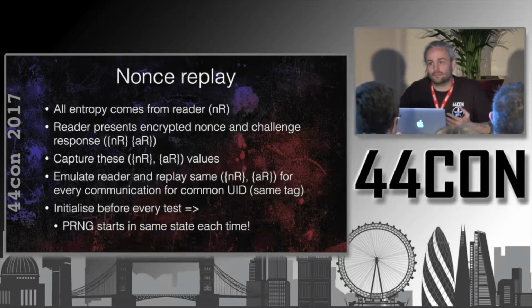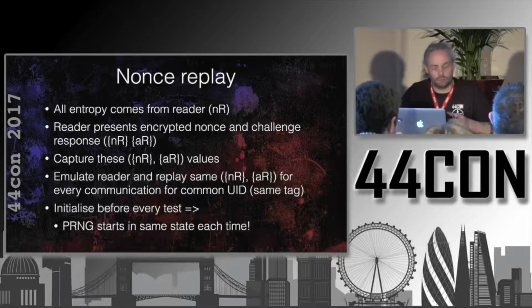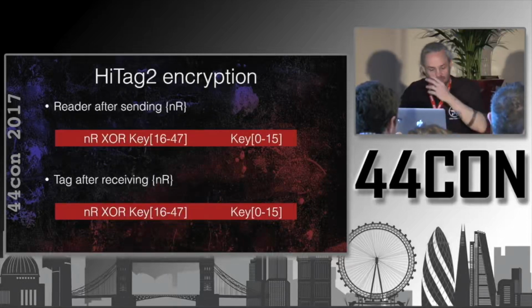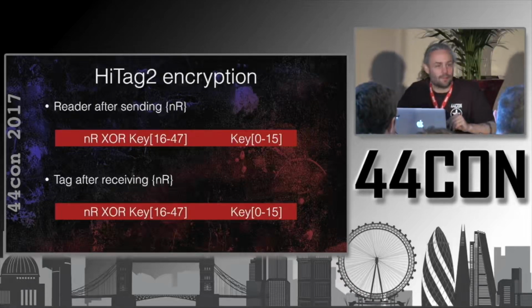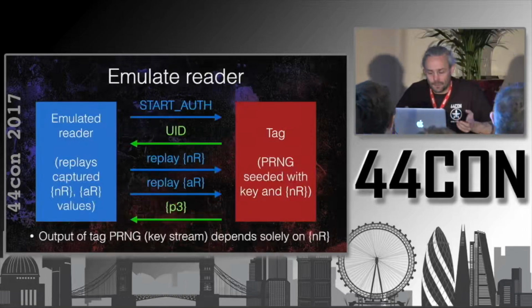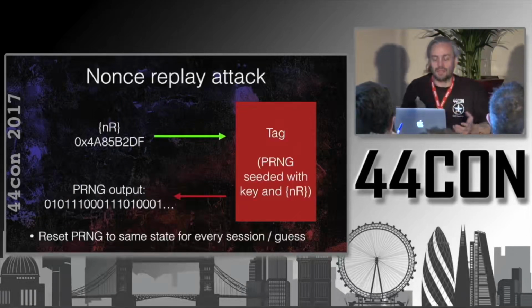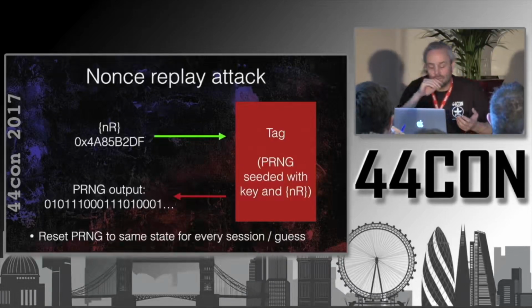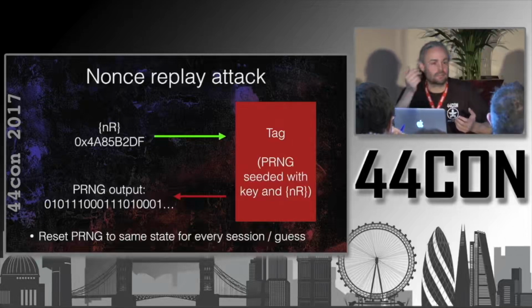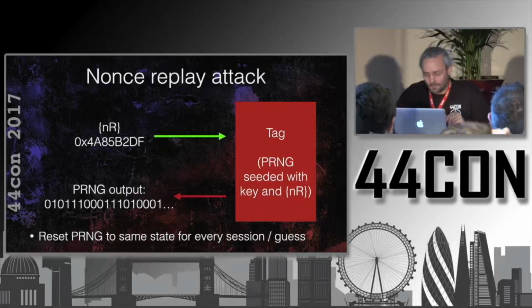We're going to capture one encrypted nonce and challenge response value, and then use that every time to make sure the key stream is always the same. So in pictures, after it's sent the nonce, you can see it's simply the key and the nonce. There's nothing else going on there. As an example, if we had this encrypted nonce like 4A85B2DF, then perhaps the tag would respond with this particular key stream, and every time we initialize that tag, we'll get that key stream. That's the key bit about why we're doing nonce replay.